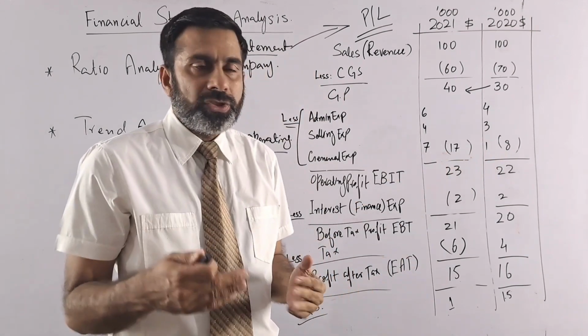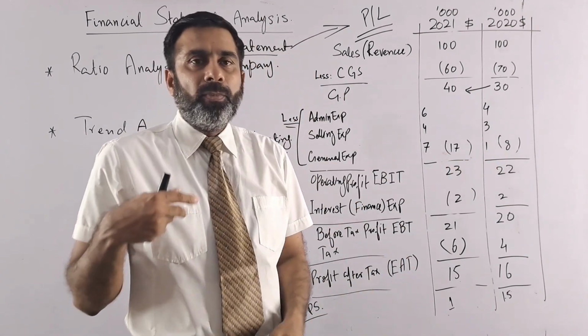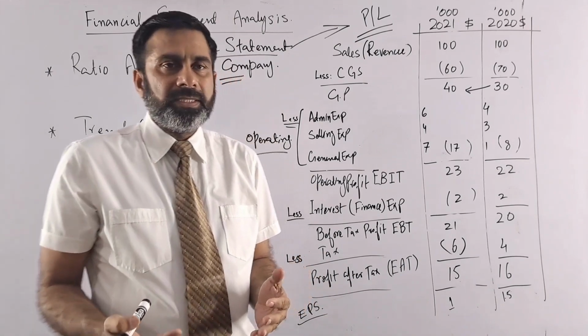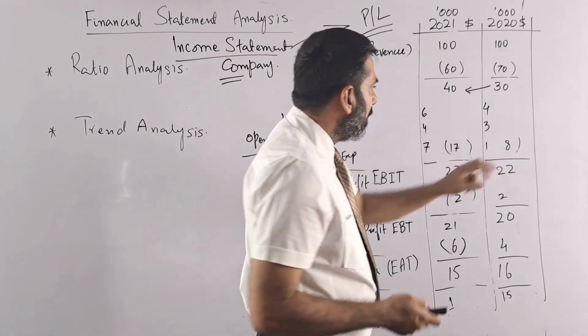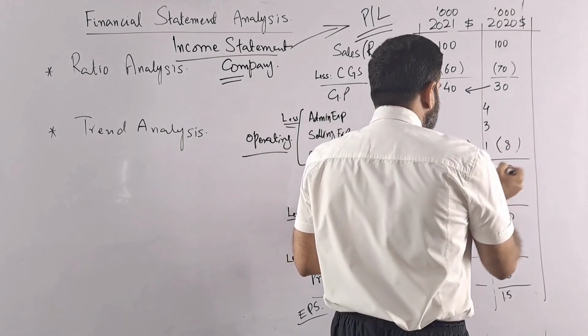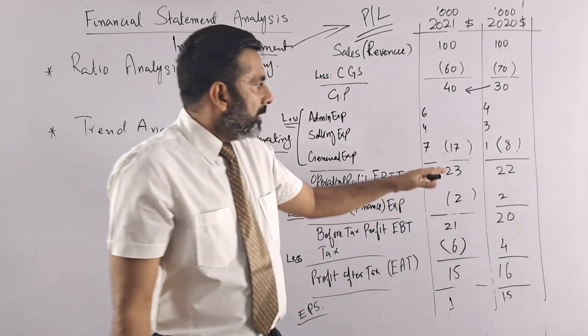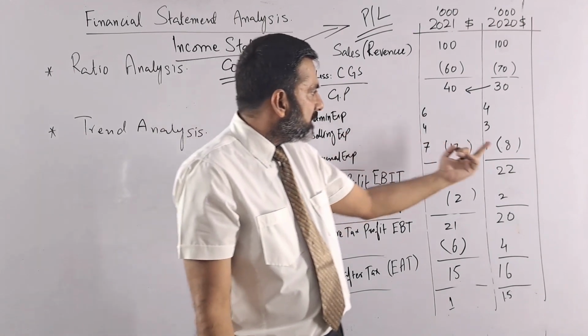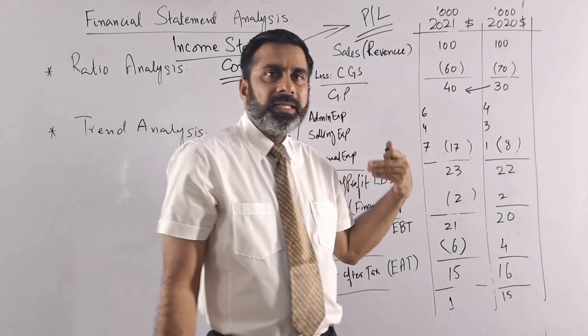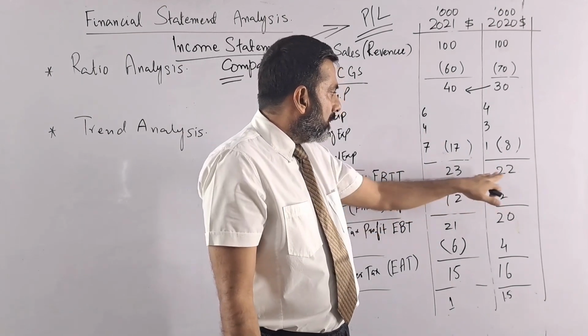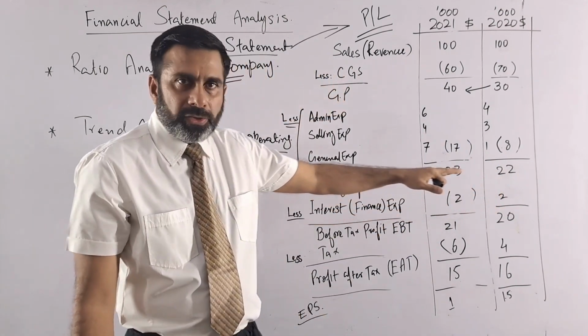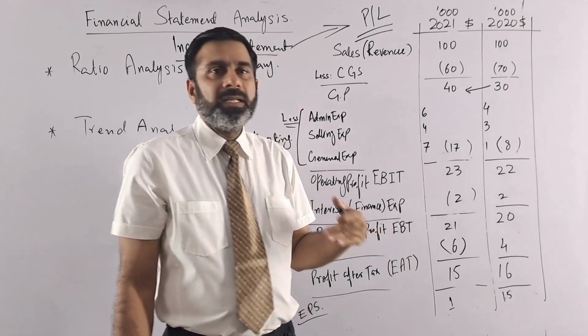Then the total expenses last year was 8, but this year it is 17. Obviously, there's a huge change, or you can say almost double expenses are there this year. So like total was 8, and now it is how much? Last year it was 8, but this year it is 17. Okay, now the operating profit was 22, but now it is 23. It means there is an improvement.